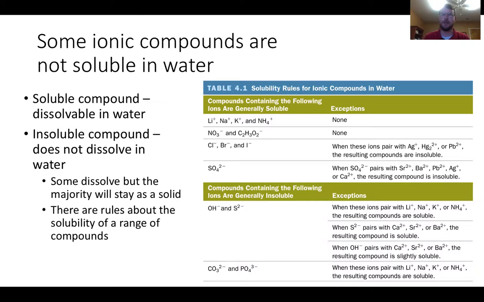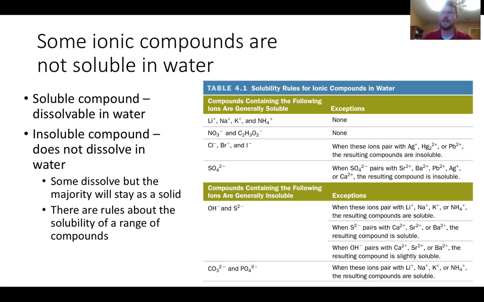We left off here talking about how some ionic compounds are insoluble in water, and so this is where we get the idea of a precipitation reaction. An insoluble precipitate will fall out of the solution of a chemical reaction. Here's the table. Just be familiar with what this table says.